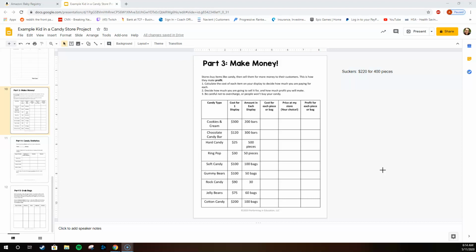Okay, let's try one together. So we're going to use this one. Suckers cost $220 for 400 pieces. So that is the cost of your display, and you get 400 pieces. So remember, we're going to have to take our price, 220, divided by the number of pieces that we sell.